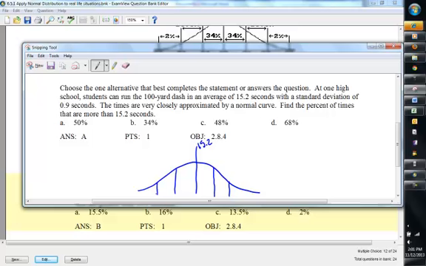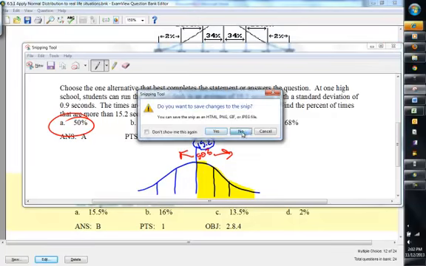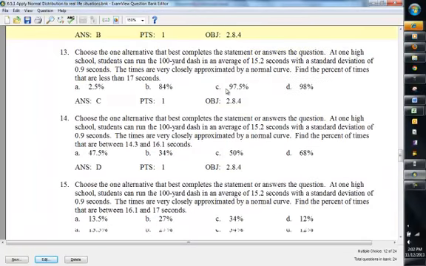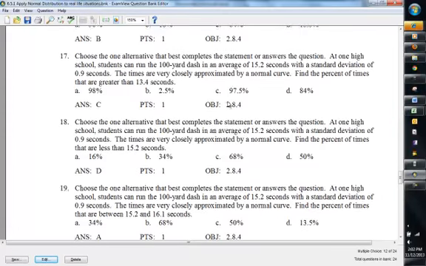Find the percent of times that are more than 15.2. Okay, so we want all of the times that are more than 15.2. Well, in this case, what percent is it that's up here? 15.2 is right at 50%. So there's 50% this way and 50% this way. So we would say the correct answer is 50% would be more than 15.2 seconds. Let's look at another example.